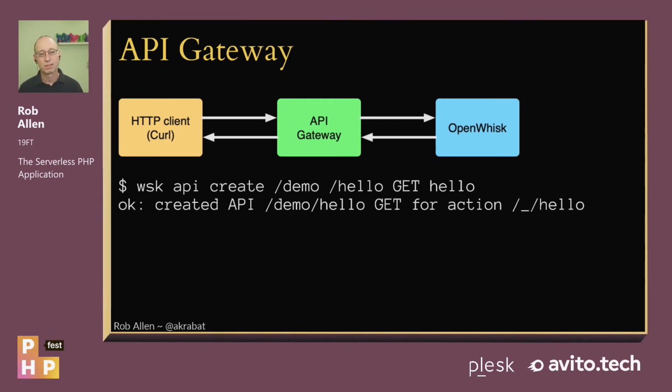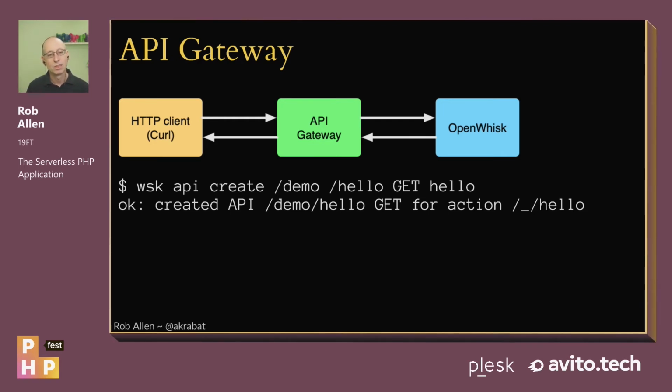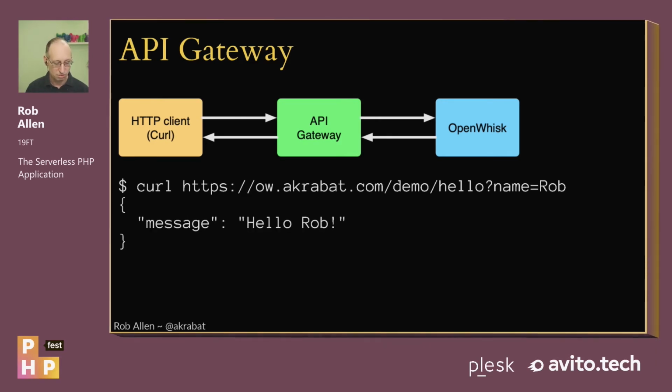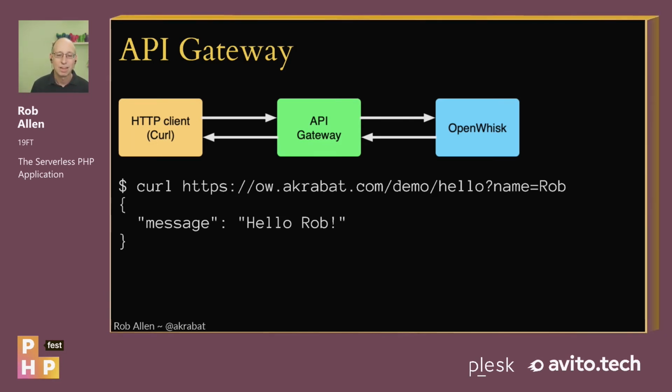There's our client, there's our API gateway, there's our OpenWhisk. API create /demo /hello get hello will create me an application called demo, define an endpoint called /hello, which will accept a GET request. Nice and easy. And of course, we can curl to it with a far nicer domain name. ow.acrobat.com is my custom domain name attached to this API gateway.